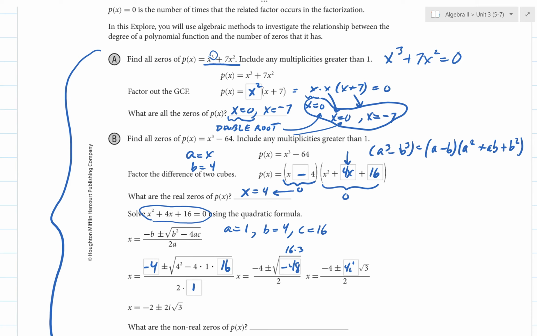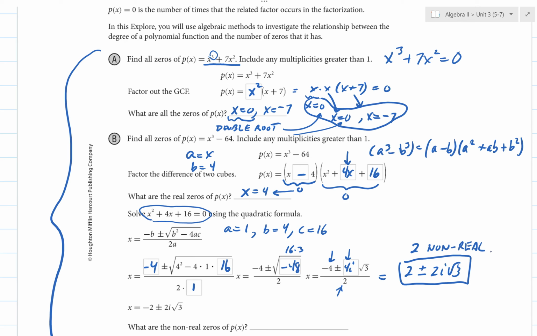Okay? And then when you simplify this, 2 goes into all three of these numbers. So if you divide all three of those numbers by 2, you get negative 2 plus and minus 2i root 3. And then in the denominator, 2 divided by 2 is just 1. So we don't need to write a 1 in the bottom. There are our two non-real solutions.